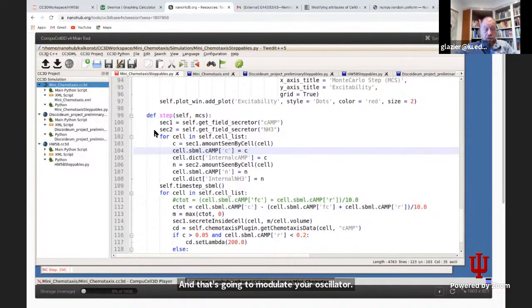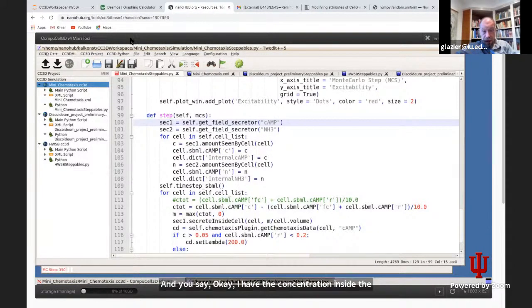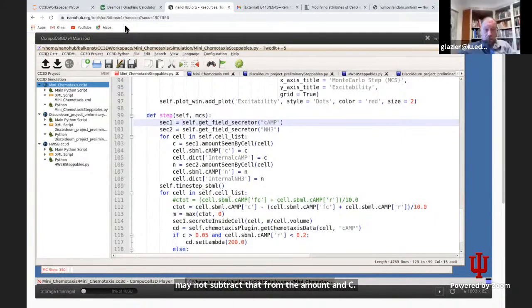And then the same thing on secretion. To begin with, you assume that you're secreting so little it has no effect. And you say, okay, I have the concentration inside the cell is C. And now I'm going to take that amount and I'll secrete some fraction of that to the outside and may or may not subtract that from the amount in C. But to begin with, I would run the oscillator inside each cell independently, have it drive the chemical field and make sure that works, and then read in the amount.